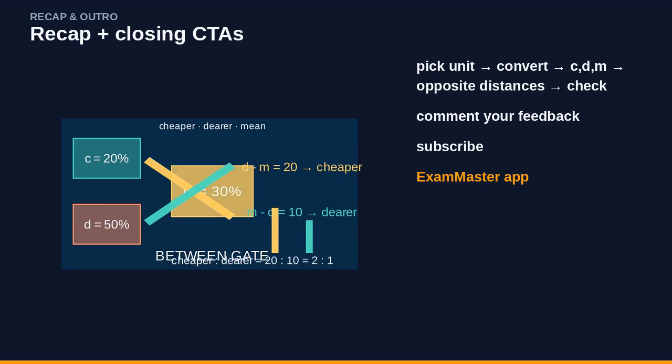Pick the value unit, convert every ingredient into it, place C, D, and M, then take opposite distances and check.